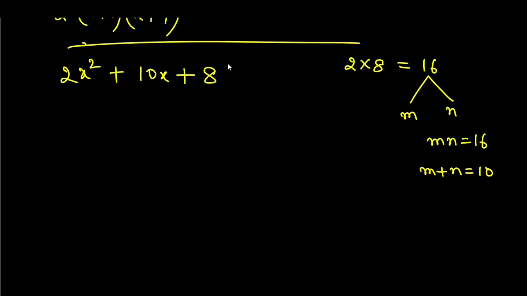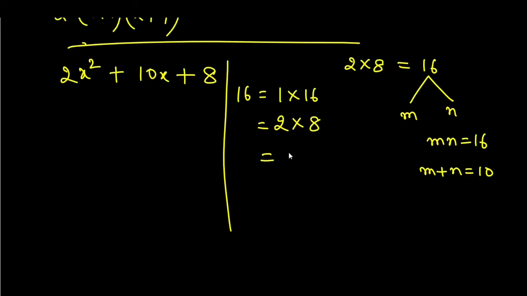Now what are the factors of 16? 16 is equal to 1 into 16. 16 is divisible by 2, so 2 into 8. It is divisible by 4. When divided by 4, we get 4 here. 4 into 4. Then 8 is covered here. 16 is covered here. These are the three possibilities. As here we have positive 10x, we can take both positive.